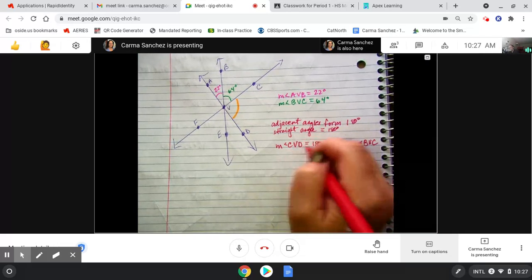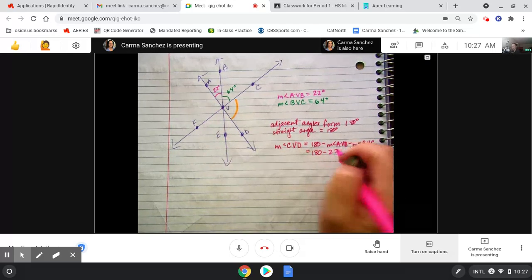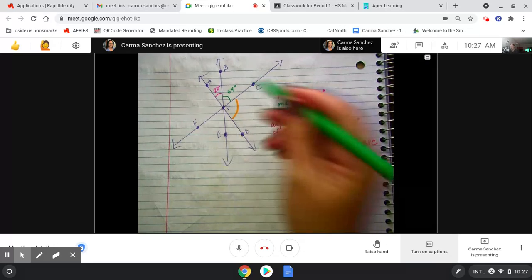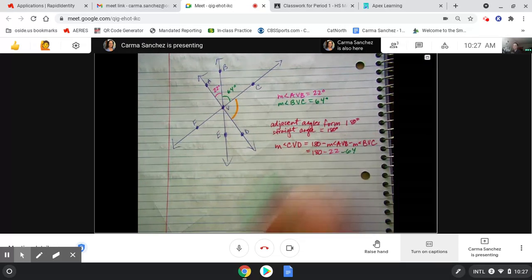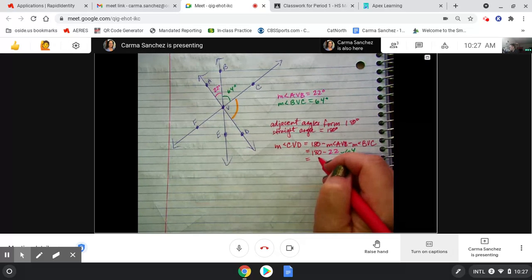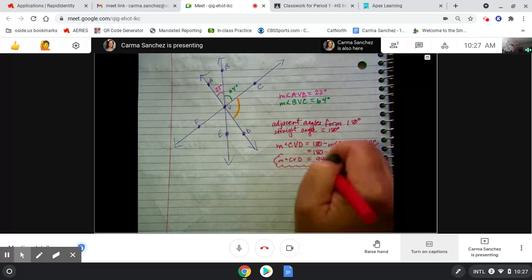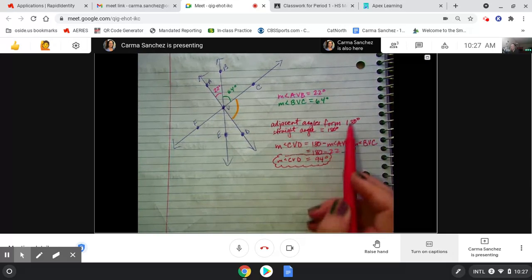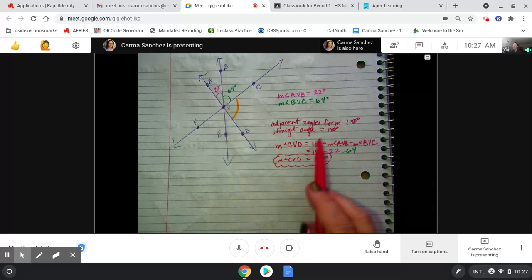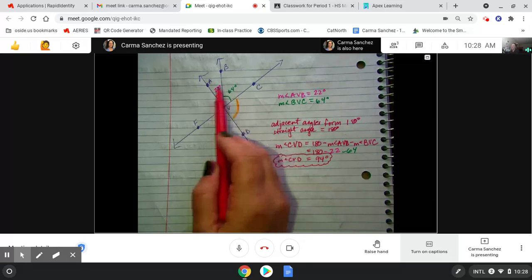So the measure of angle CVD is equal to 180 minus the 22 from right here, minus the 64 from right here. Hopefully when you subtract that on your phone or your calculator, you get that the measure of angle CVD is equal to 94 degrees. Because adjacent angles form 180, or straight angle equals 180, that's my reasoning. Why is it not linear pair? Because it's not a pair. It's three angles on that line.